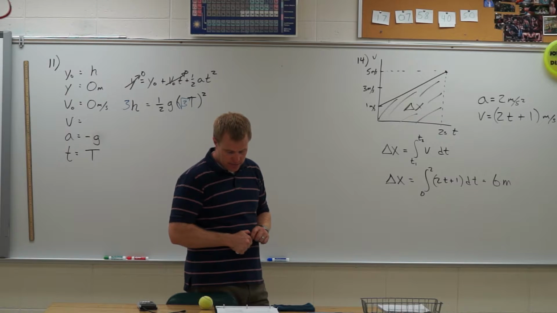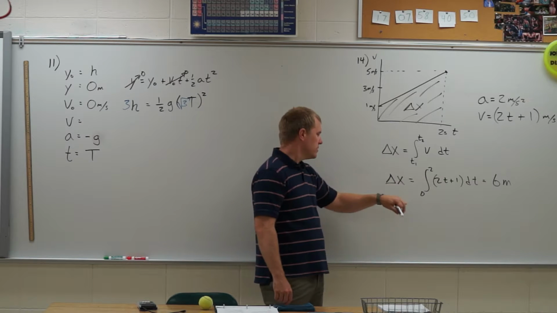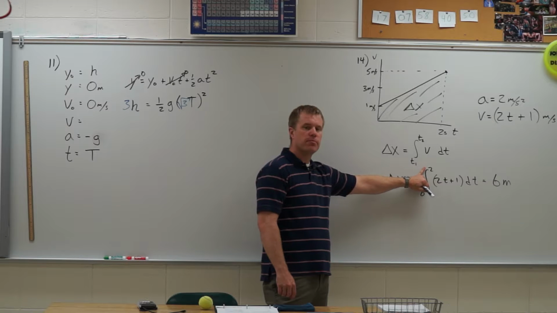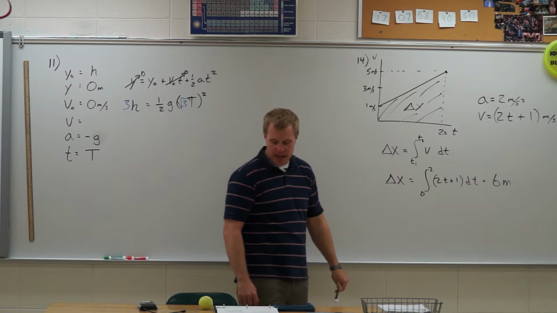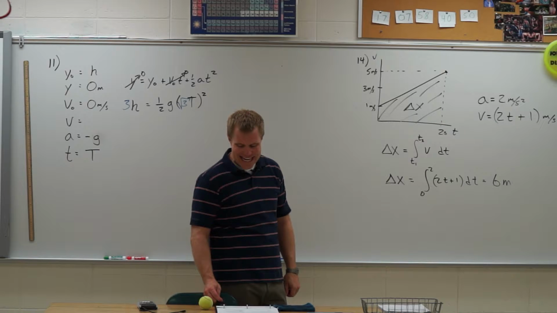Number 15. Now it wants me to find the displacement in the first half of a second. That's where this comes in. So I'm going to have to go from 0 to 0.5 seconds. And in that case, I get 0.75 meters. So the correct answer for number 15 is D.